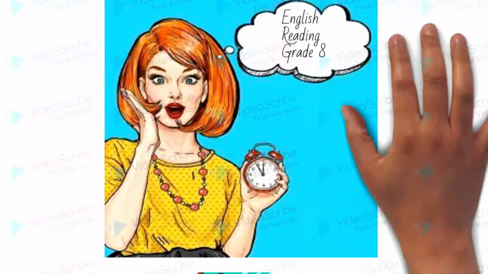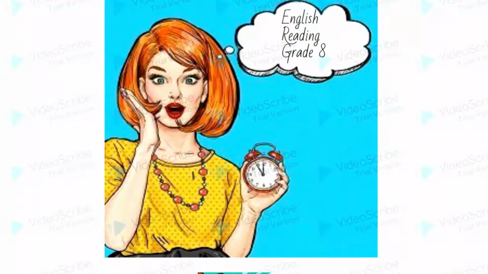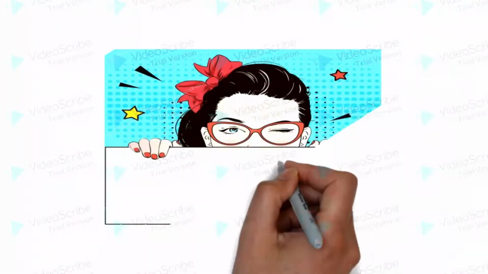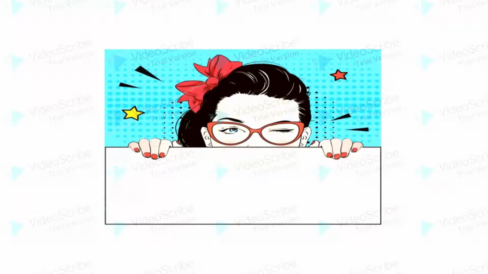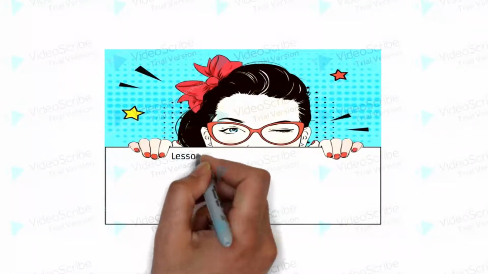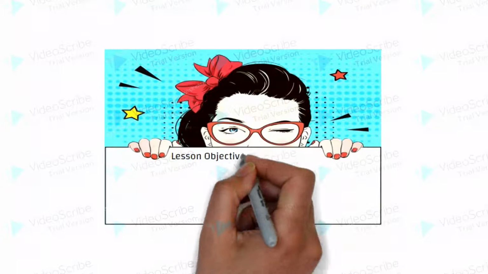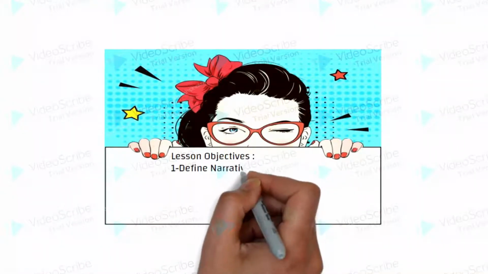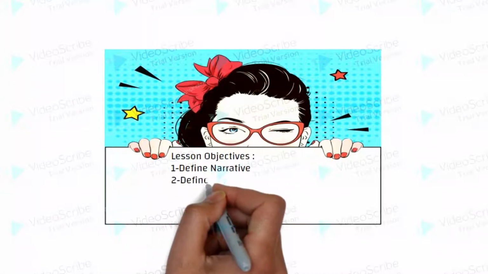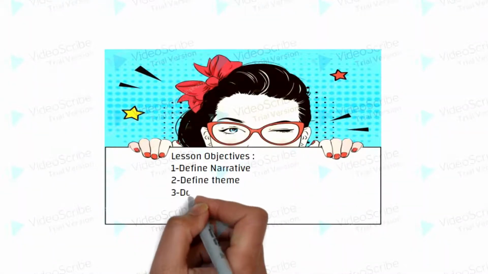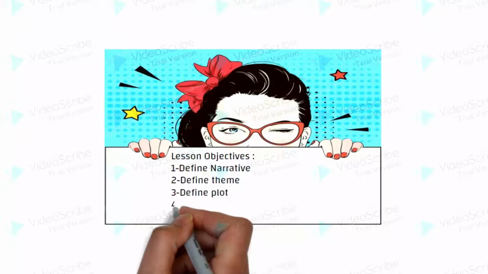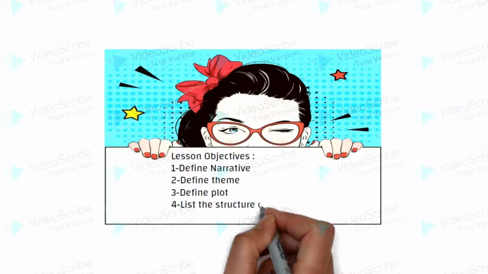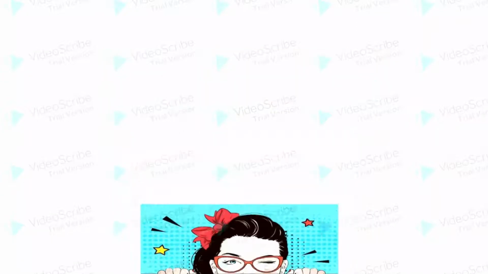Welcome to English class reading lesson for grade 8. Lesson objectives for today are: number 1, define narrative. Number 2, define theme. Number 3, define plot. Number 4, list the plot structure or the structure of the plot. Okay?